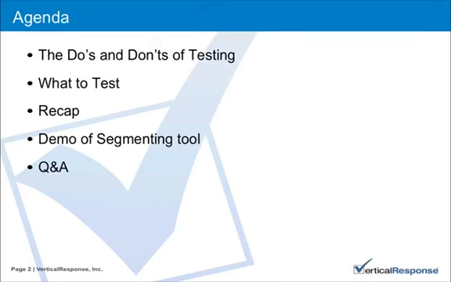So this is our agenda for the morning anyway. We have a different agenda in the afternoon. We're going to go over the do's and don'ts of testing your list, and what to test, so different parts of your email campaign that you can test to see what kind of results you're going to get. We'll go through a recap of the different things that we've covered this morning. I'll do a demo of our segmentation tool, which will help you with your testing. And then, at the end, we will have a Q&A. So let's get started here, Megan.